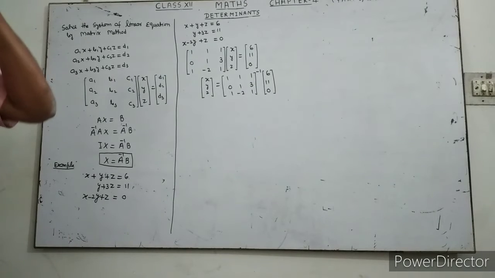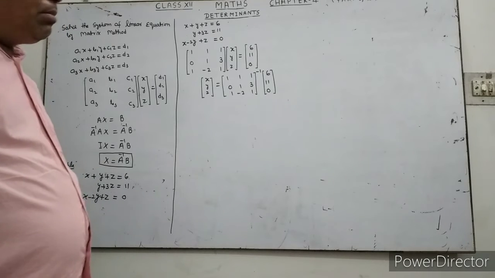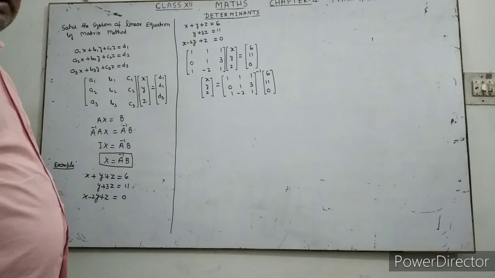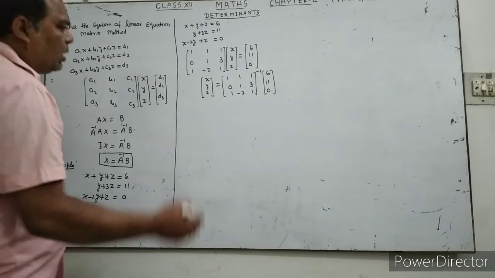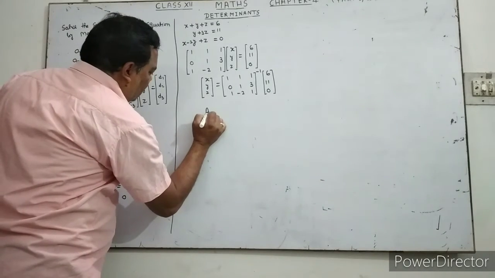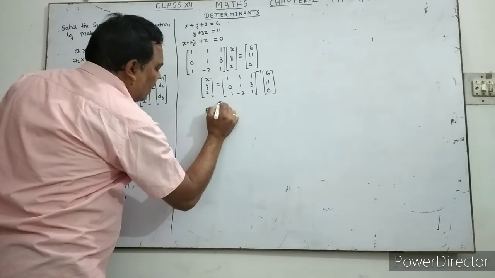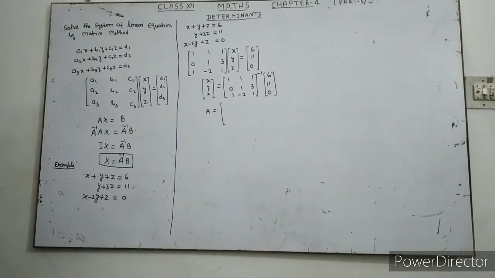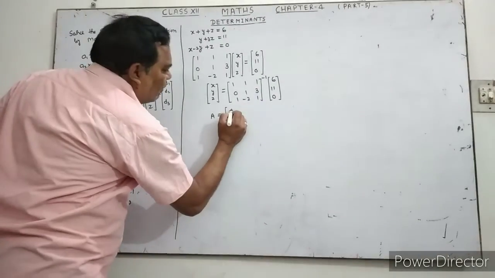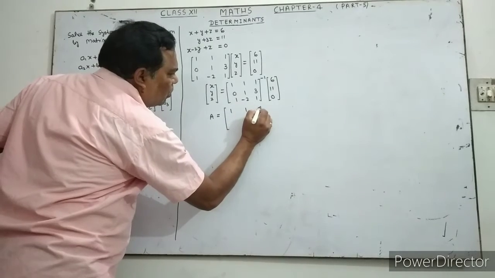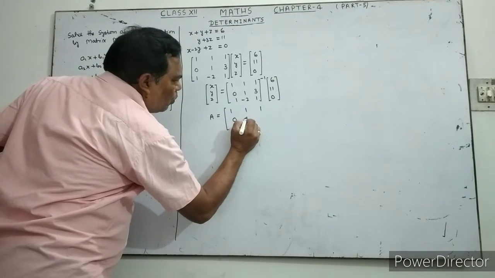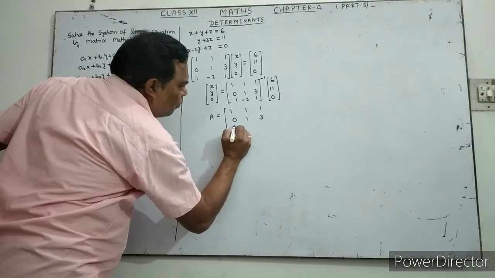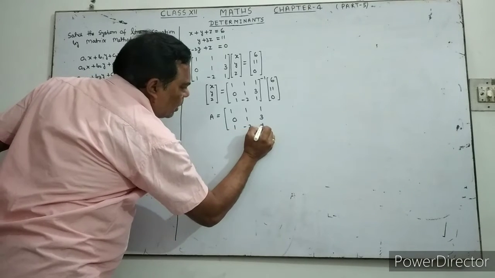You know the process. How can you find A inverse? Adjoint A upon determinant A. How can you find the adjoint A? By taking the transpose of the cofactors. Suppose this is A. Now find A inverse, A inverse equal to adjoint A upon determinant A. The value of A equal to 1, 1, 1, 0, 1, 3, 1, minus 2, 1.